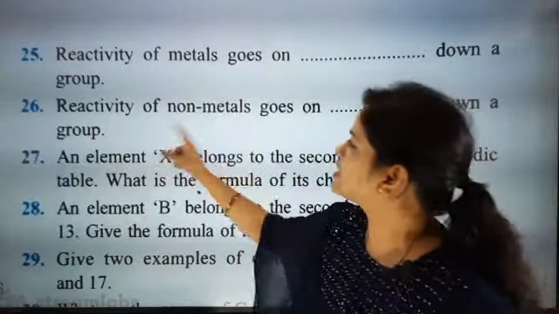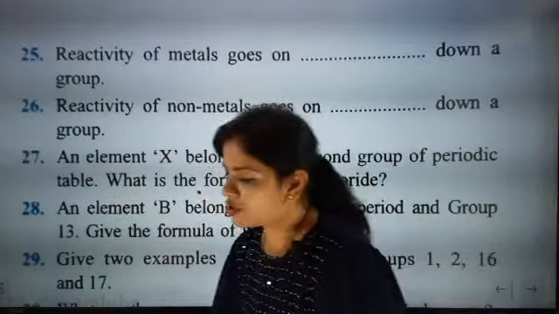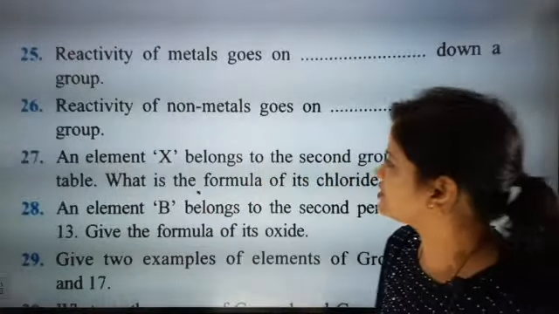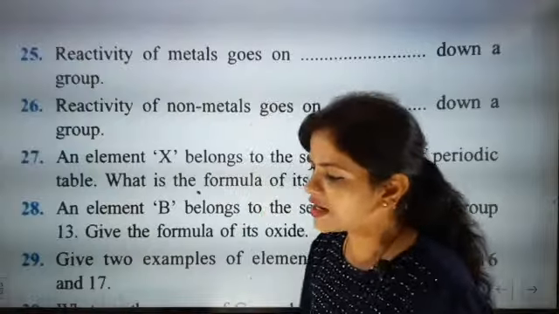Next question. Reactivity of non-metal dash down a group. Don't think too much about it. Write it properly. Tell the correct answer for this.